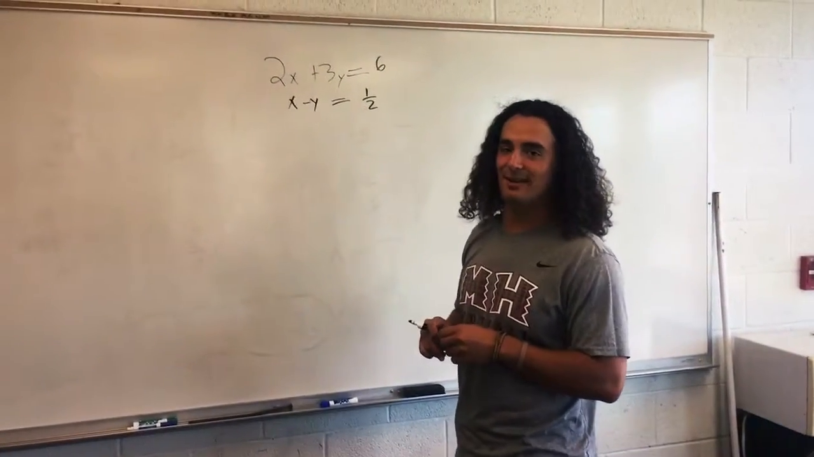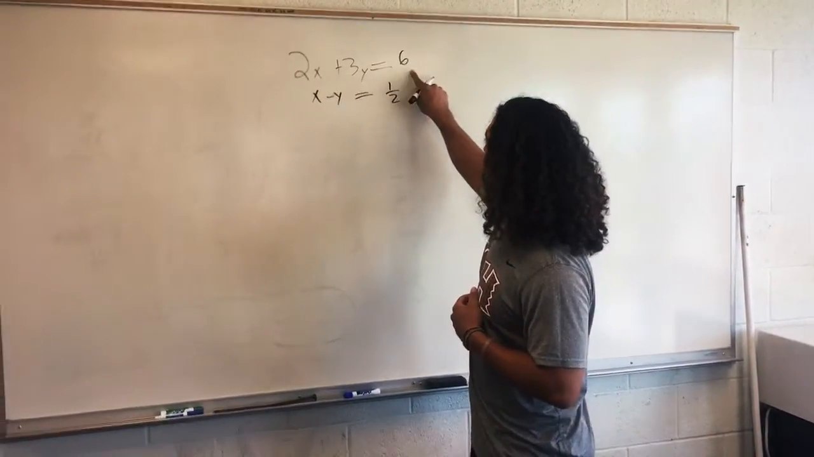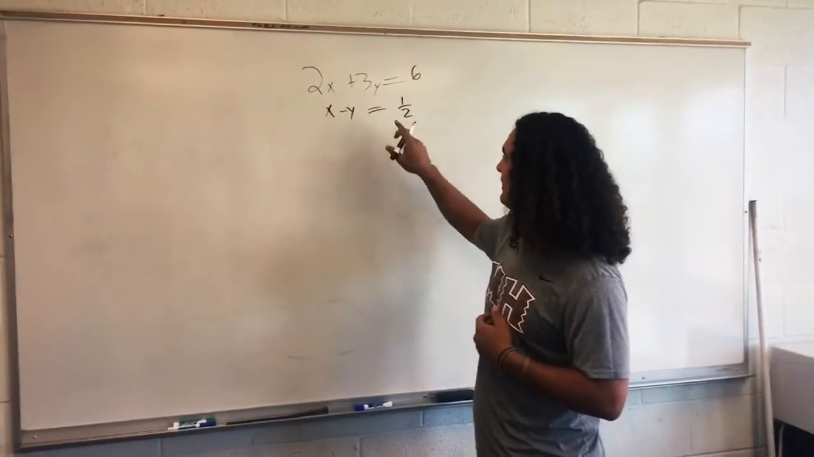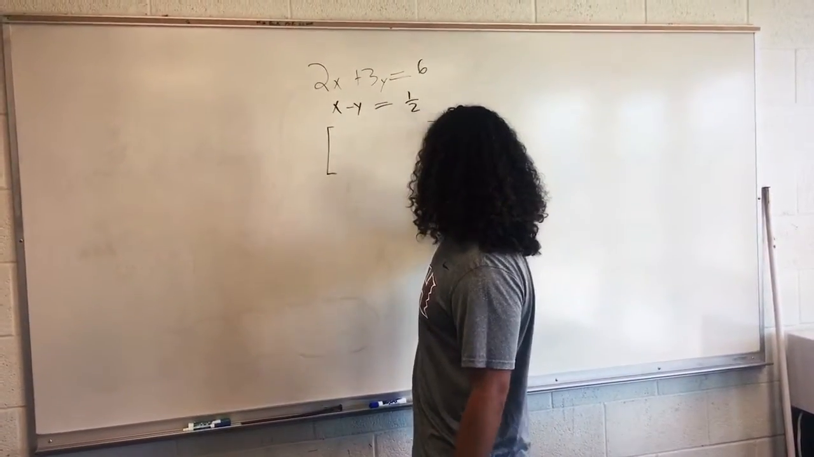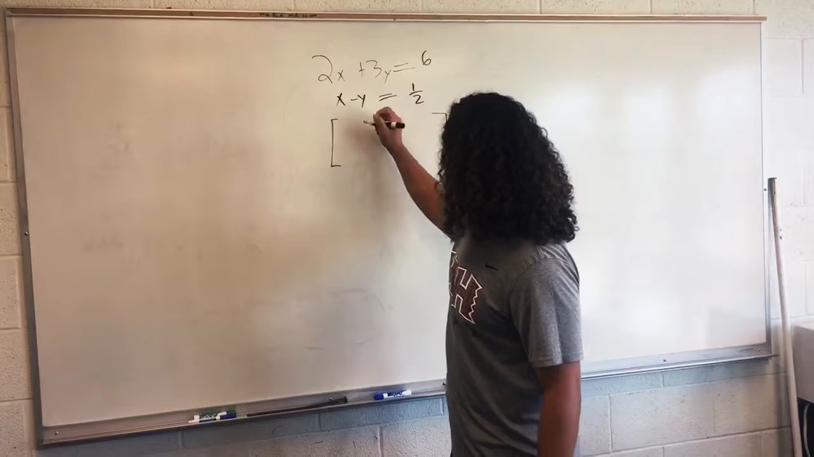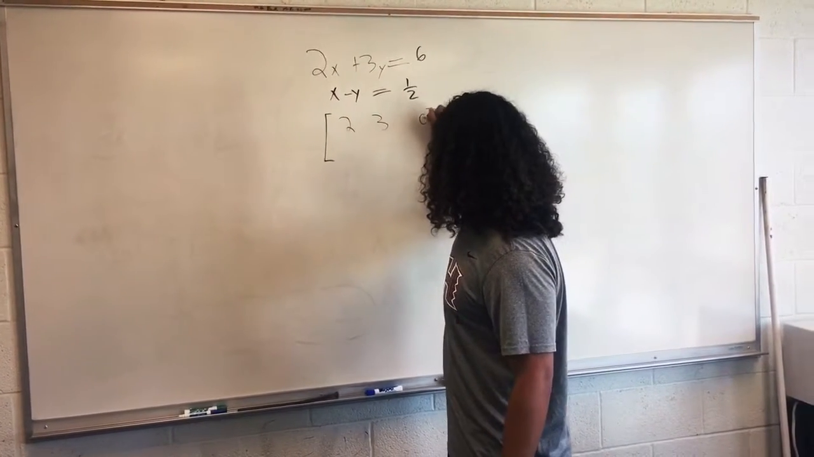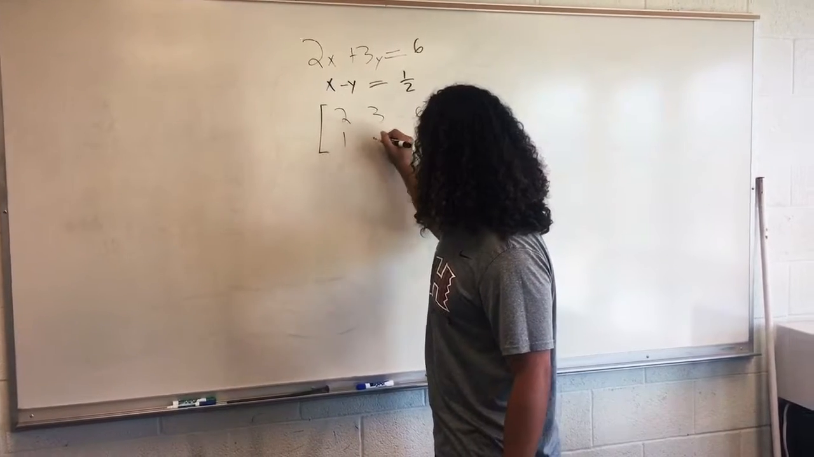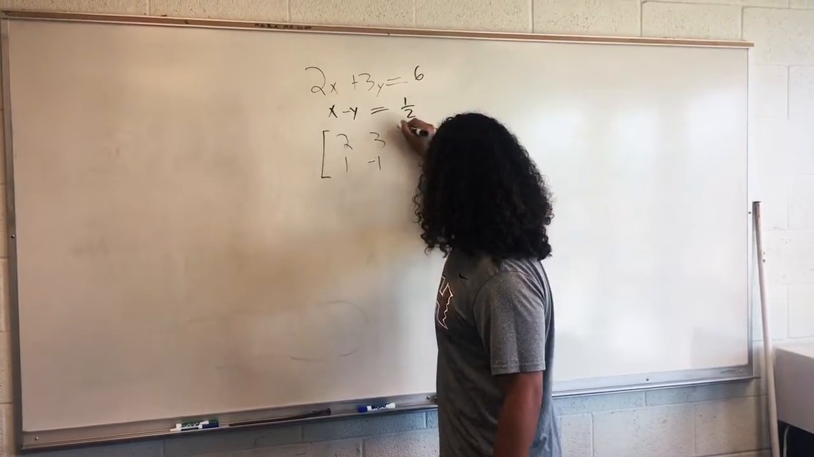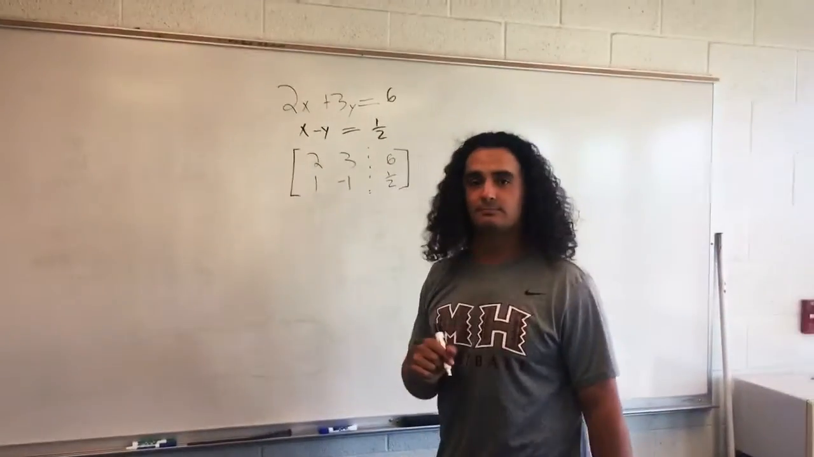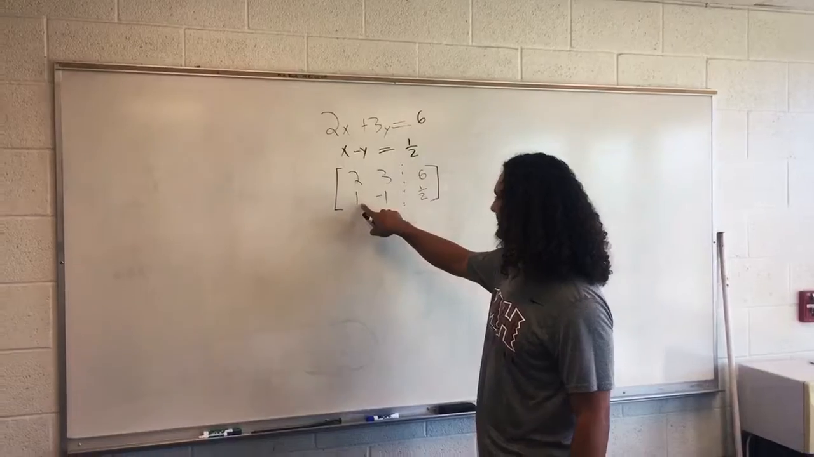Here is another example. 2x plus 3y equals 6, and x minus y equals 1/2. So first, we have to get that into our augmented matrix. So our first step is to get a 0 here.